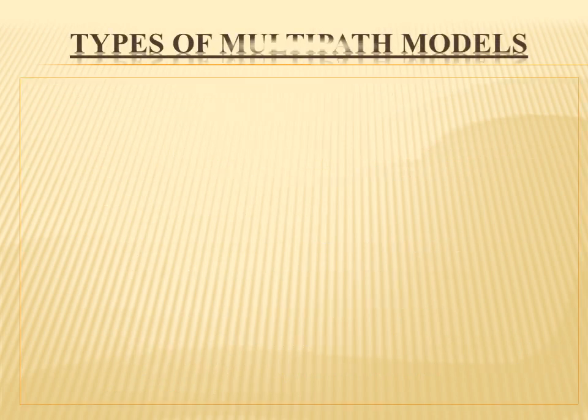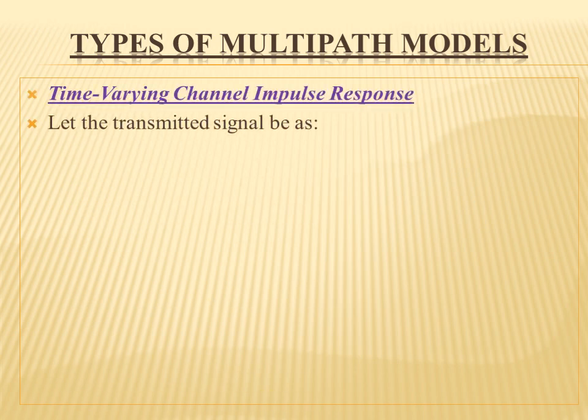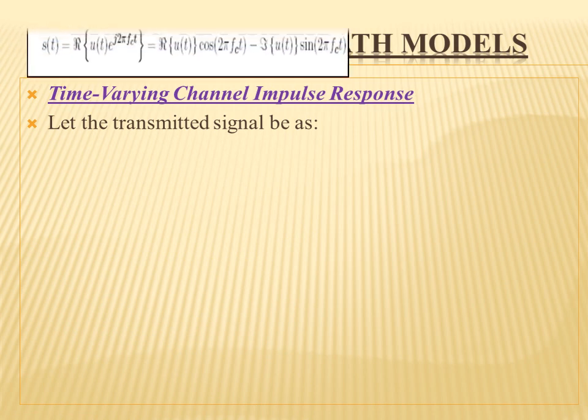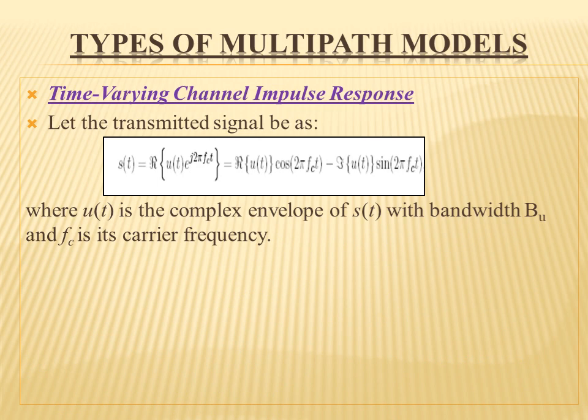Here are the types of multipath models. First is the time varying channel impulse response. Let us see the transmitted signal to be s of t, where s of t is the real part of u of t e to the power j 2 pi fc t, where u of t is the complex envelope of s of t with bandwidth Bu and fc is its carrier frequency.